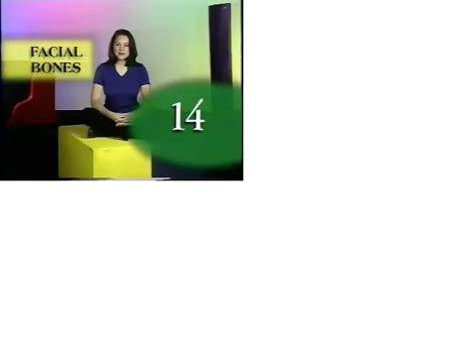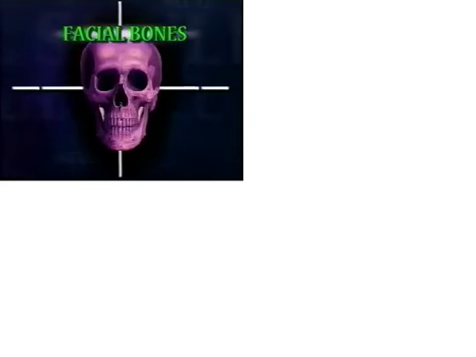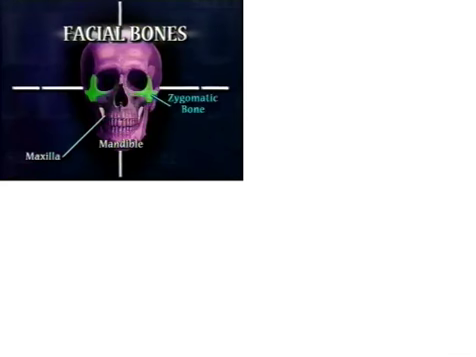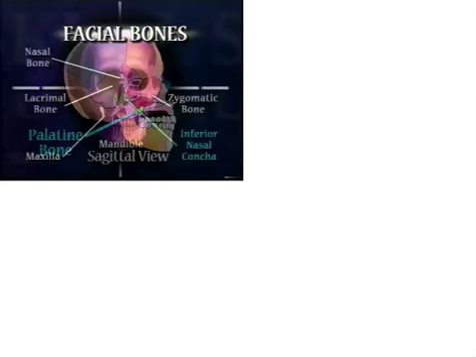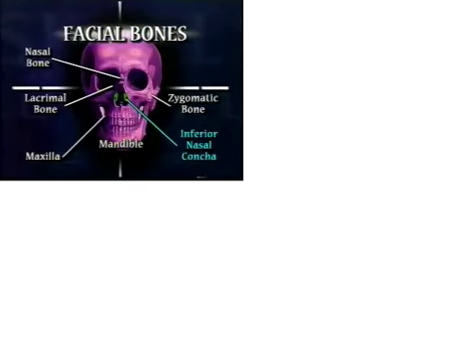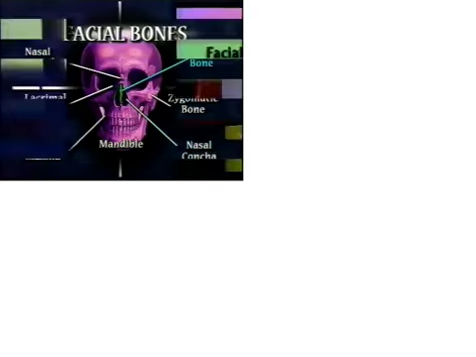There are 14 beautiful, beautiful facial bones. 6 of them are paired and 2 of them are unpaired, for a grand total of 14 facial bones. The facial bones are the unpaired mandible, the paired maxillae, the paired zygomatic bones, the paired nasal bones, the paired lacrimal bones, the paired palatine bones, the paired inferior nasal conchae, and the unpaired vomer.